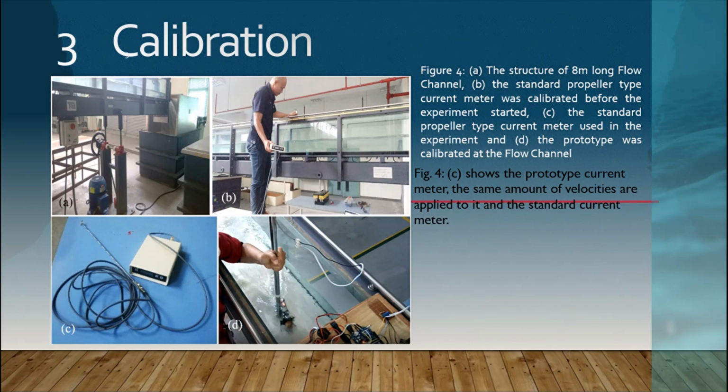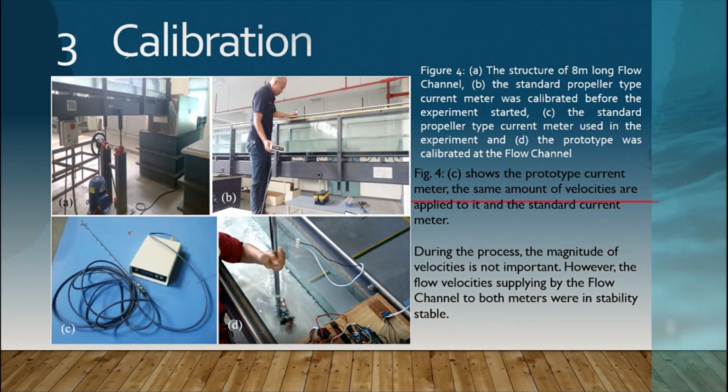The prototype current meter and the standard current meter receive the same amount of velocity. During the process, the magnitude of velocity is not important. However, the flow velocity supplied by the flow channel to both meters must be maintained and stable. Thus, the value displayed on the test meter is compared with the standard meter.